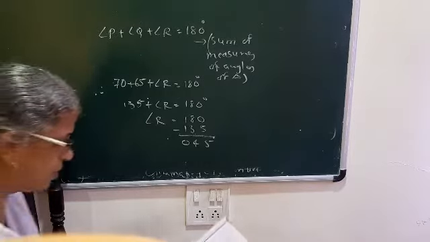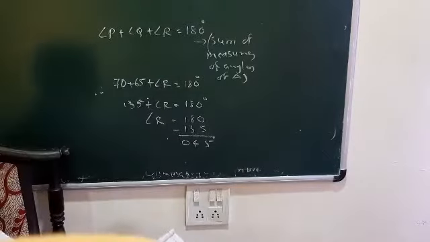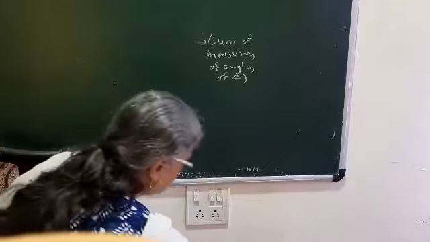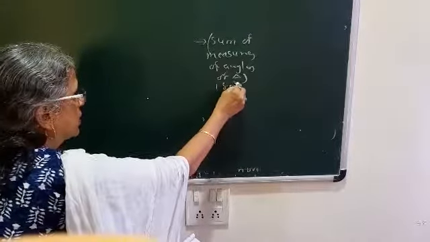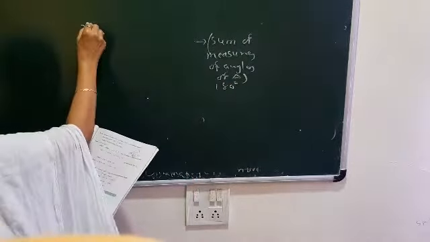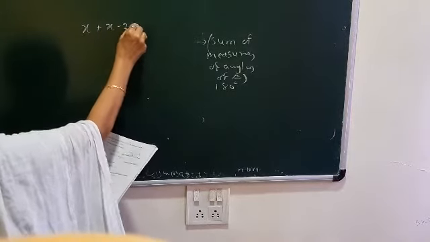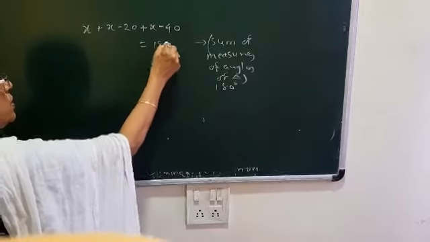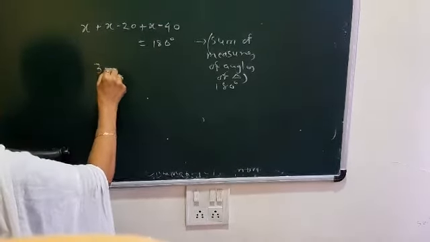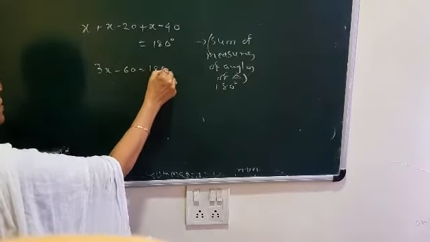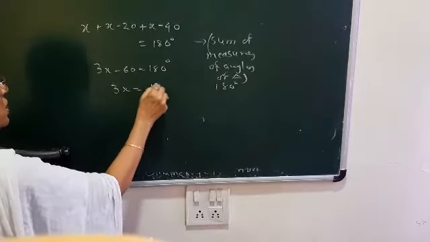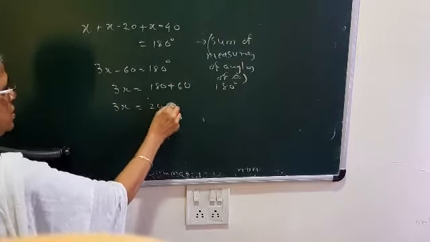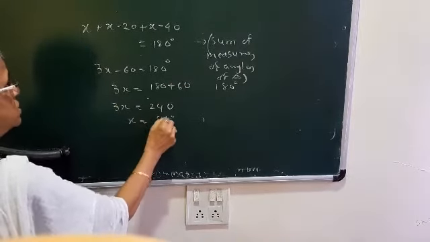minus 40 degrees. Find the measure of each angle. So again we are going to use the same property. Sum of measures of angles of a triangle is 180. The same property we are going to use. So x degrees plus x minus 20 plus x minus 40 is equal to 180. So this will be 3x minus 60 equal to 180. So 3x is equal to 180 plus 60. 3x is equal to 240. X is equal to 80 degrees.